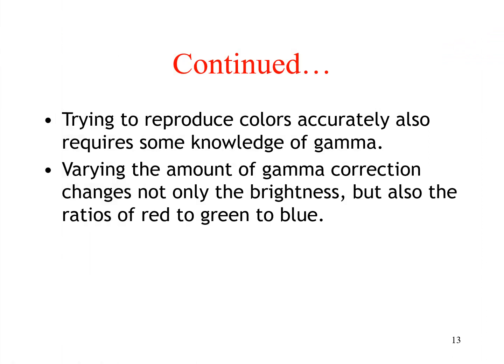Not only the brightness but also the colors can be reproduced accurately by using gamma correction, wherein the amount of gamma correction changes not only the brightness but also the ratios of red to green to blue.